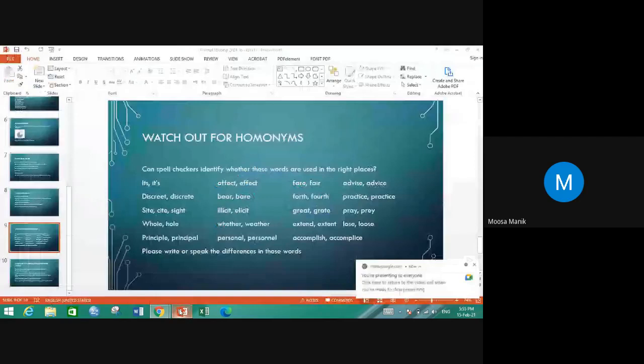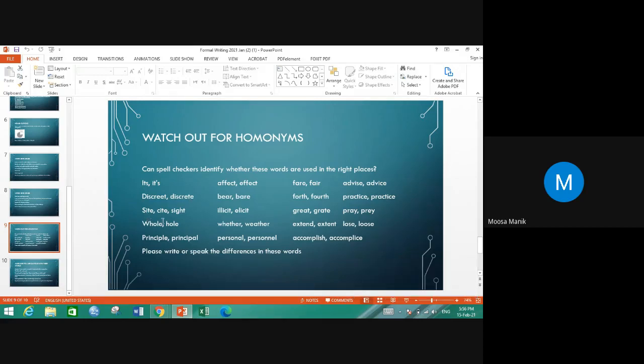What about, I would like to explain discrete and discreet here. Something that is discreet means being polite or nice, but discrete actually means kind of different, right? And here is site, cite, and sight. What do you think may be the differences there?